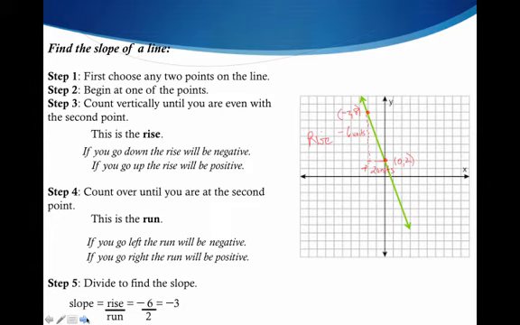Well, I've got my rise, which was negative, so I've got -6 over my run of 2, so -6 divided by 2 is -3. So my slope here is a -3.